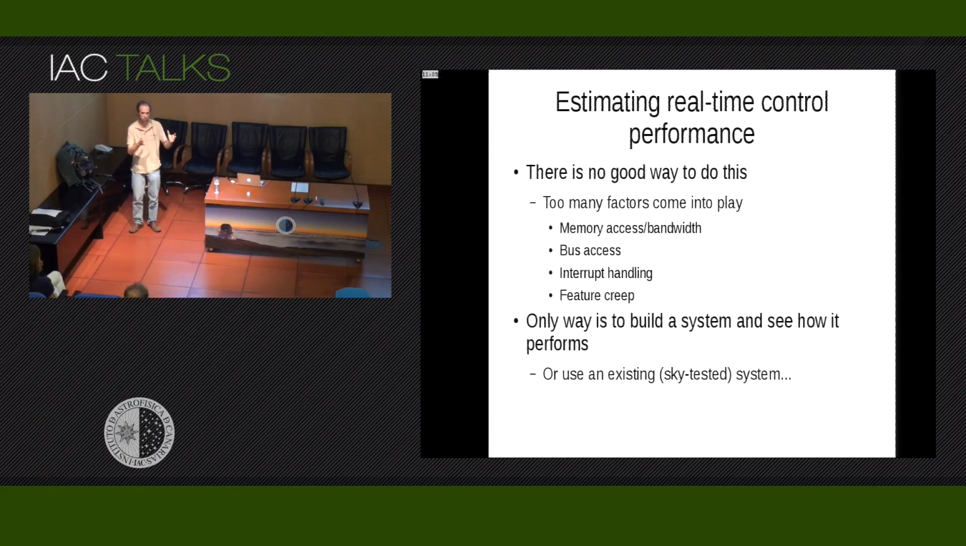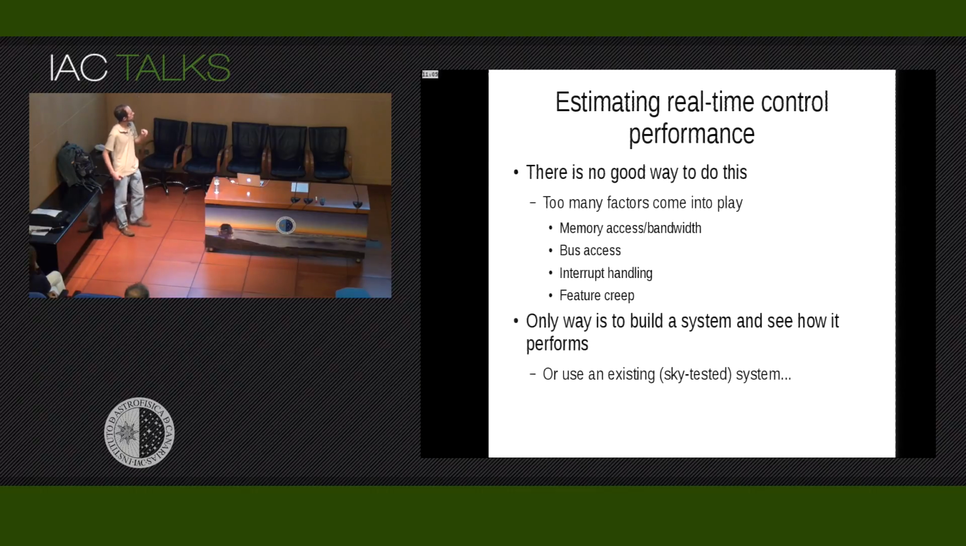My reconstructor matrix is a certain size, needs certain bandwidth. You could put something together theoretically. You'd be wrong. There are too many factors that come into play for an AO system: all things like interrupt handling, feature creep. When you're specifying your system, there's probably something you've not thought of, that when you specify the hardware, you realize we didn't include that, and that's going to slow it down a lot. Hardware no longer meets the specifications.